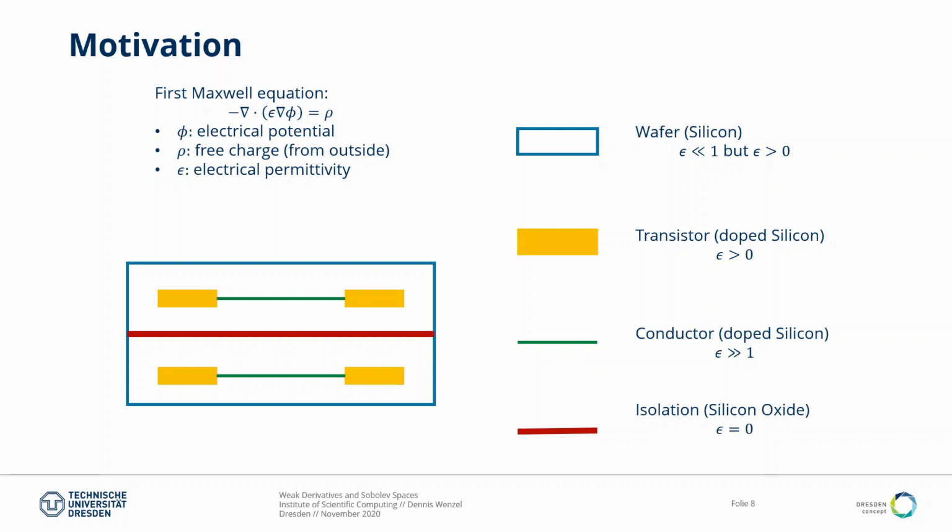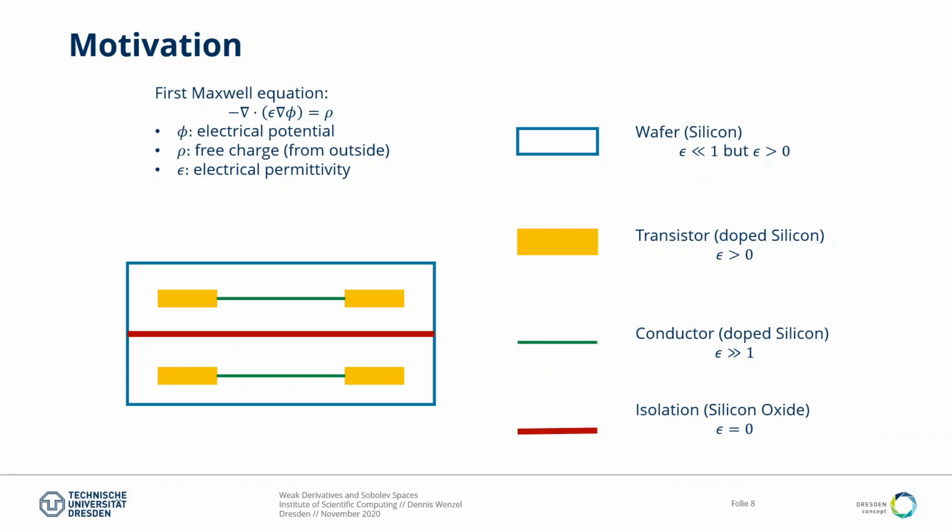Then you have those transistors. They are made by doping of the silicon. That's something I won't go into detail here. So you're putting atoms into your silicon wafer, and those atoms cause this to be capable of actually conducting electrical energy. And you're doing that same thing with those conductor lines. They have a very high electrical permittivity, but it's also doped silicon.